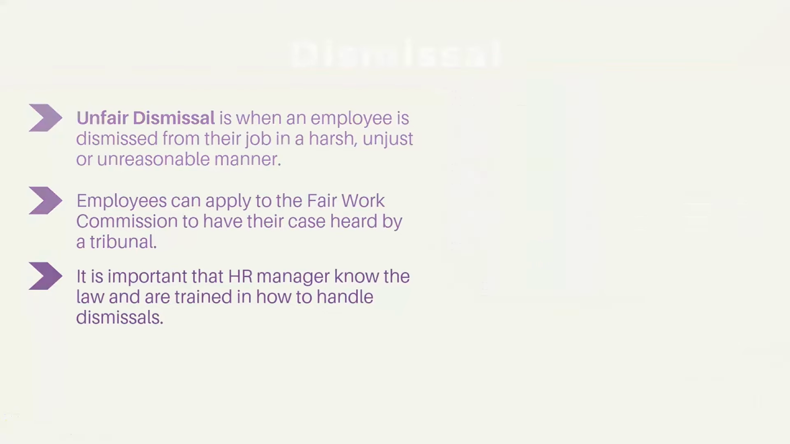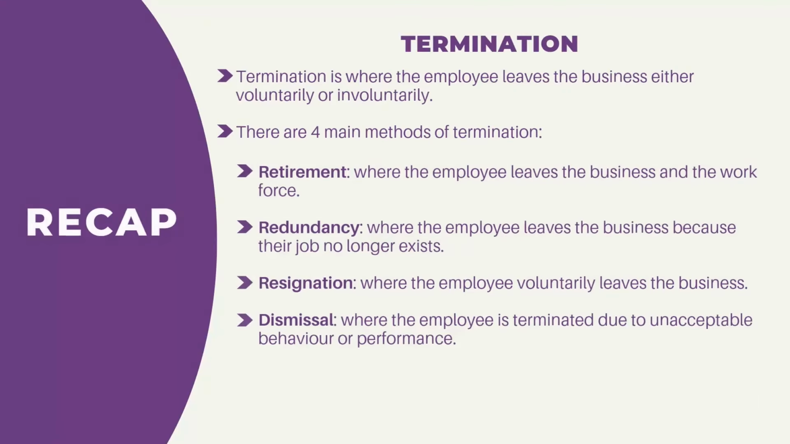So just to recap, termination is where the employee leaves the business, and that can be voluntary, where the employee is deciding to leave the business, or involuntary, where the business is making the decision that the employee needs to leave. So there's four main methods of termination, which are retirement, redundancy, resignation, and dismissal.